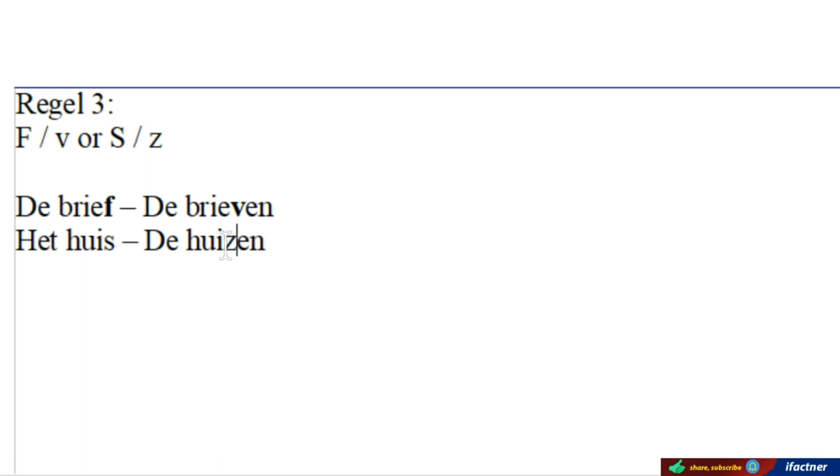So if a word ends with F in the singular form, then we have to add V instead of F, and instead of S we add Z. So these were the 3 regels.